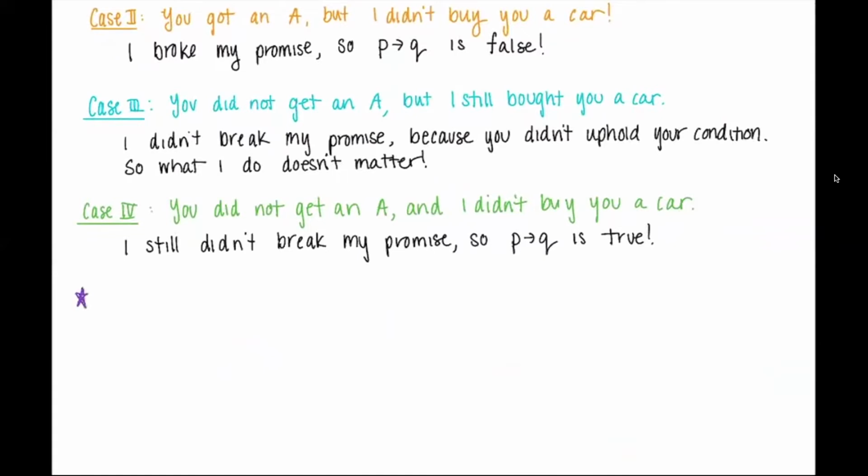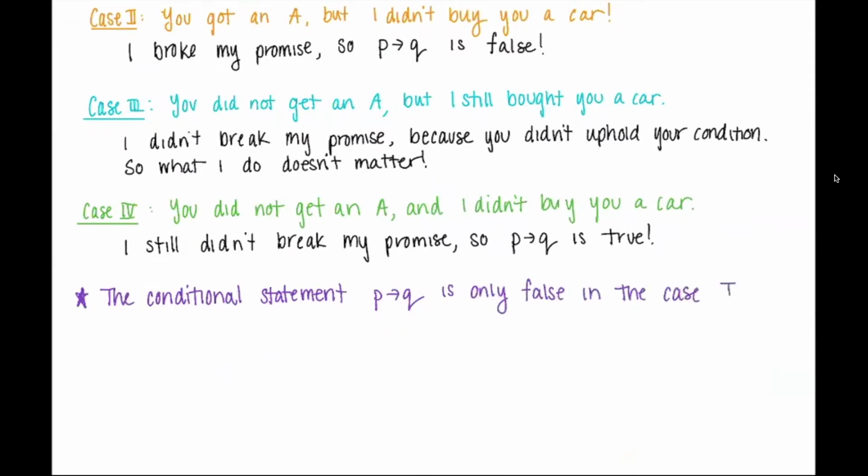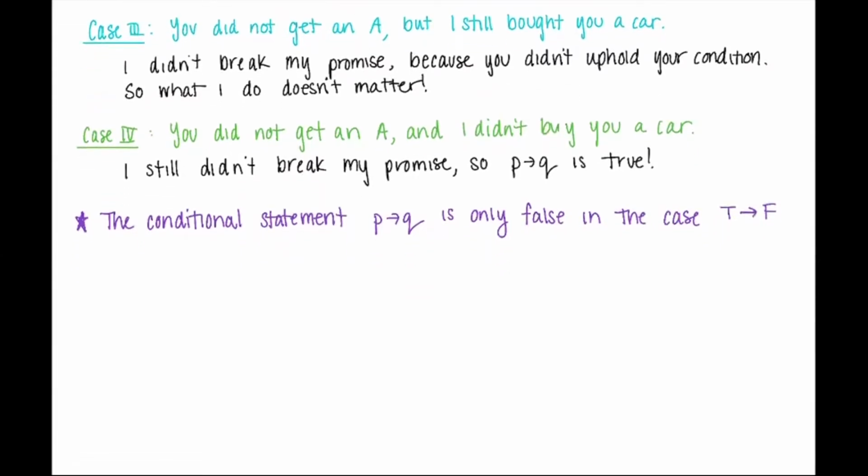The conditional statement if P then Q is only false in the case where you start out true and imply something is false in the end. Everything else is good. So let's try some examples. We're going to do one, and then I'm going to go ahead and do our biconditional after that.